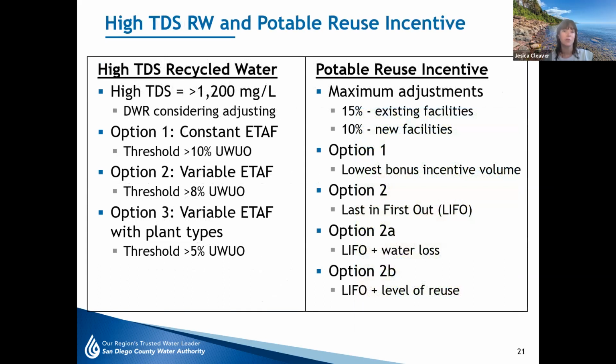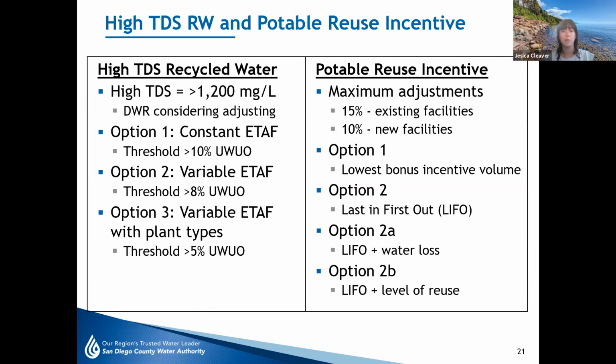Finally, we'll discuss high TDS recycled water and the potable reuse bonus incentive. So currently, DWR is proposing to classify high TDS recycled water as that which is above 1,200. And this is just based on a statistical average across the state. What stakeholders pointed out at the last meeting was that just because that's the statistical average in the state isn't necessarily what's high TDS as far as plant health is concerned. So DWR did acknowledge that and said that they would consider revising the standard to take into account more horticultural best practices and plant health.